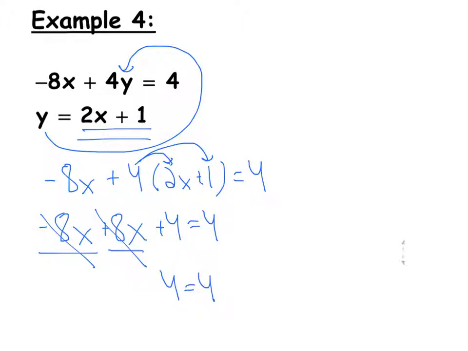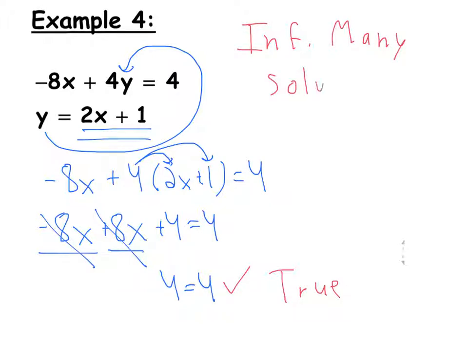Ask yourself, is that true? Does 4 equal 4? Heck yeah. 4 definitely does equal 4. That's a true statement. So in this case, these actually turn out to be the same line if I were to solve each of them for y, which means I can pick any point off those lines, which means I have infinitely many solutions.